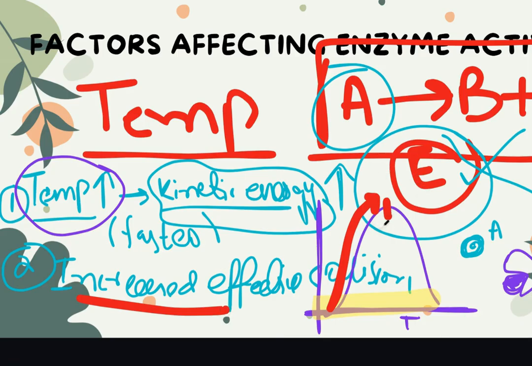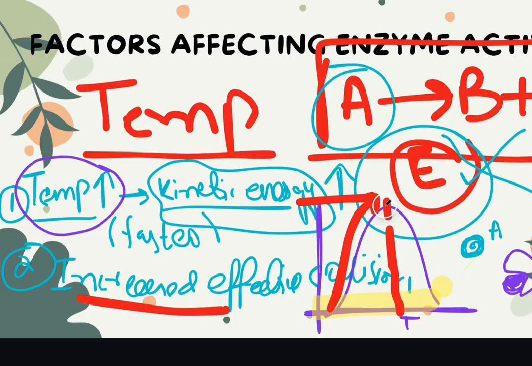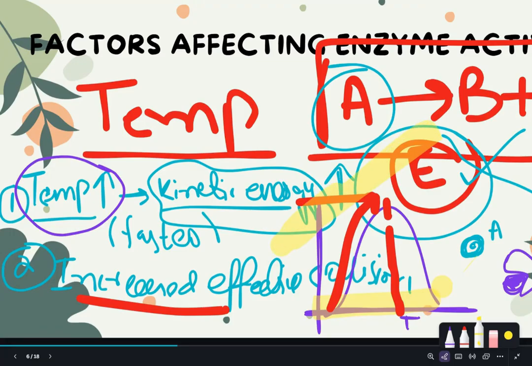Then comes this point over here. This is called the optimum temperature, the maximum rate, literally the maximum rate of my enzyme activity at this particular temperature. Note this thing: the temperature at which my enzyme activity is the maximum, that temperature I'm going to call the optimum temperature.